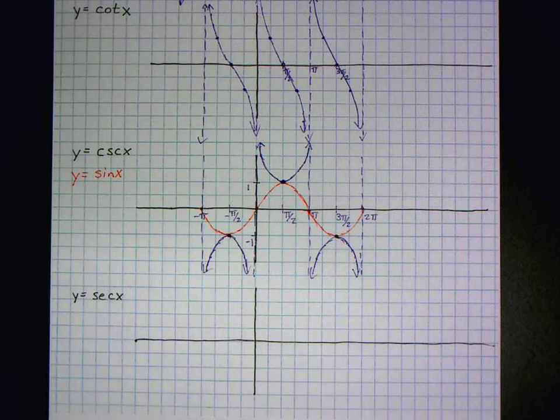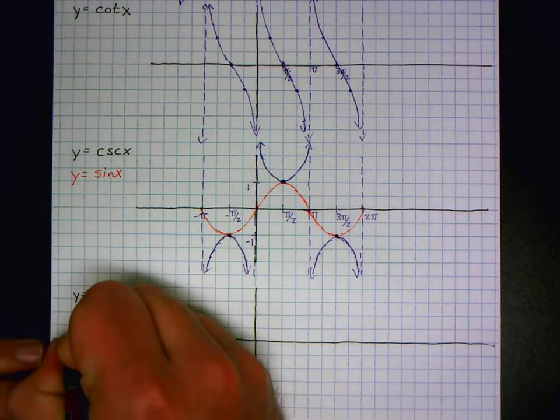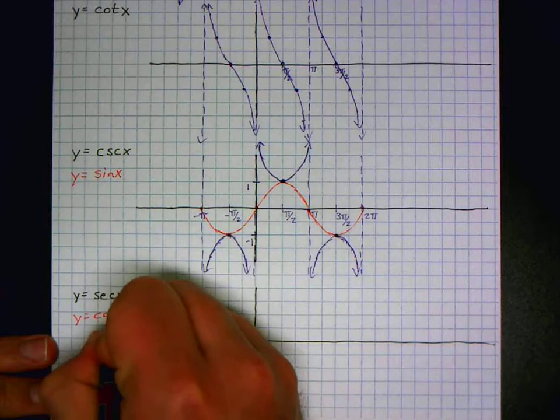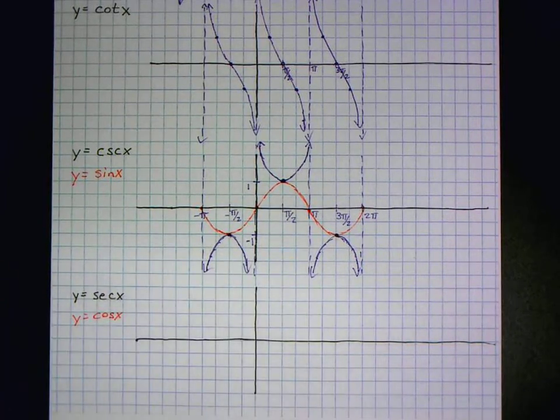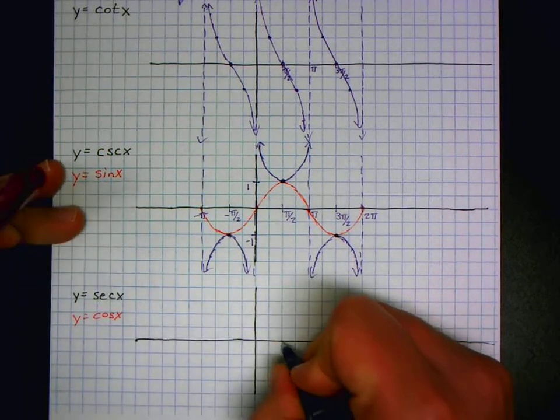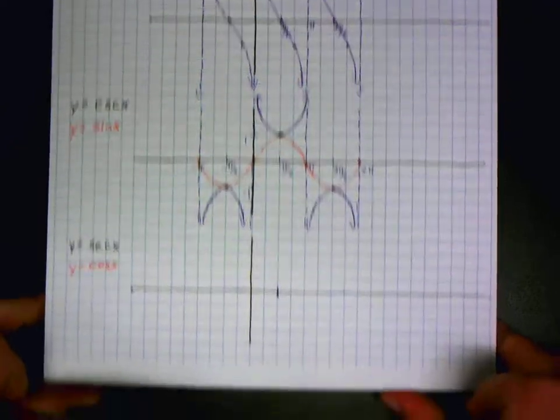So if you ever have problems graphing cosecant, what you can do is graph sine and then flip it inside out. So secant works the same way. We can take and graph cosine and flip it. Yep.